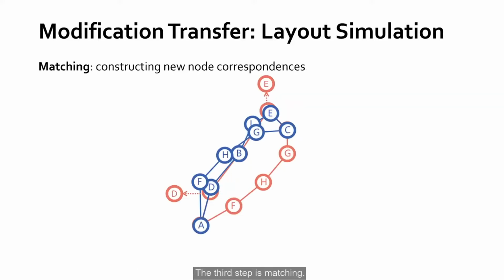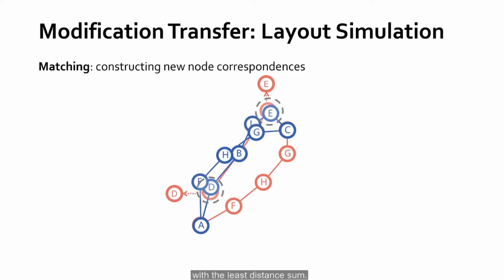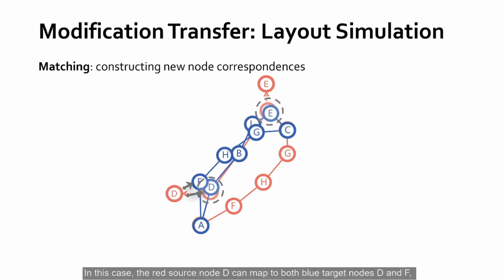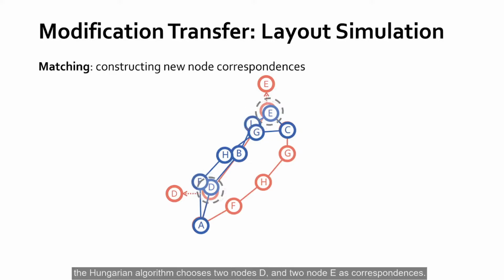The third step is matching. The matching step constructs new node correspondences between the source and the target according to node positions. We first select several pairs of nodes which are close in the Euclidean distance and use the Hungarian algorithm to choose a set of injective correspondences with the least distance sum. In this case, the red source node D can map to both blue target nodes D and F, and the red source node E can map to both target node E and I. And finally, the Hungarian algorithm chooses 2 nodes D and 2 nodes E as correspondences.